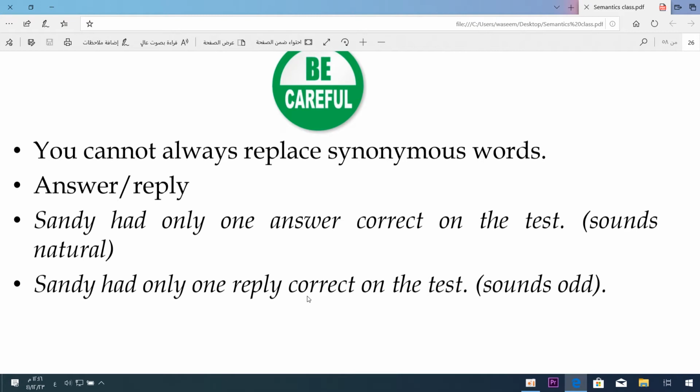You can't always replace synonym words. When I just mentioned that synonyms or a pair of words can't be freely interchangeable: Sandy had only one answer correct in the test. I cannot say that Sandy had only one reply correct. So this means that the pair are consensual synonyms. They can be used in the same meaning in one context, but they can't apply to all other contexts.